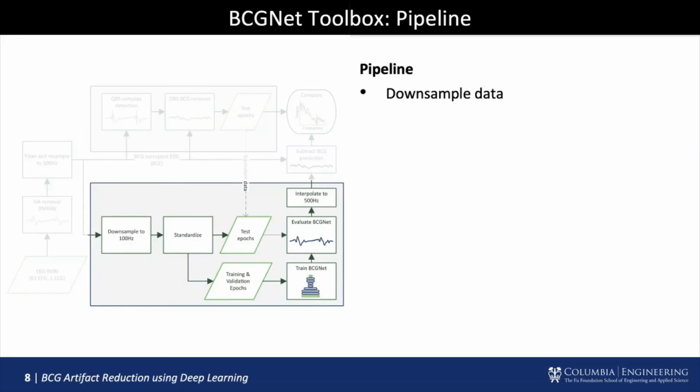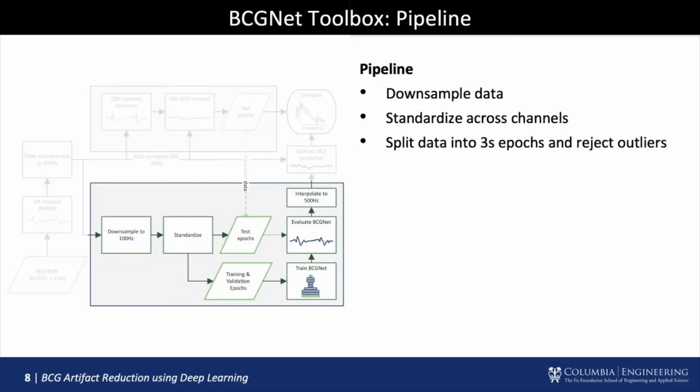BCGNet first downsamples the data and standardizes each channel to have zero mean and unit variance. It then splits each trial into 3 seconds long epochs and rejects outliers based on median absolute deviation. For each subject, it pools the remaining epochs from all trials and shuffles them before randomly categorizing all epochs into training, validation, and test sets.